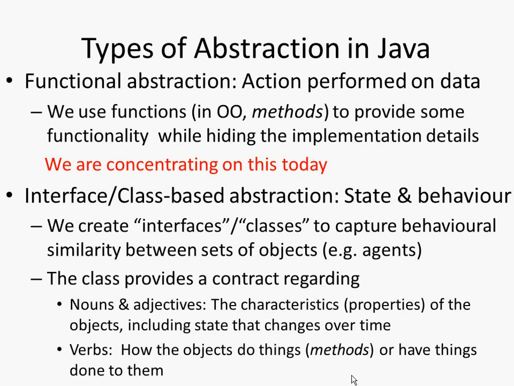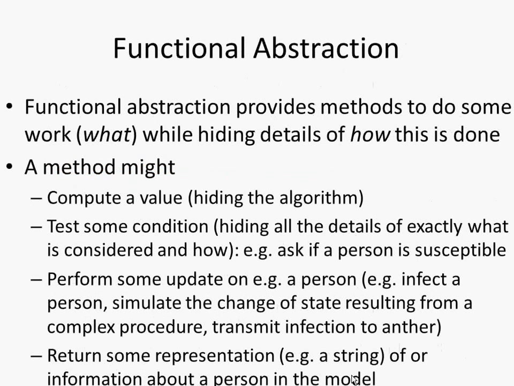The second way is in methods, or functions. And we're going to concentrate on that today. So basically, this will hide details about how a method accomplishes its task, and it will allow us to use its name, parameter values, and some brief description to know what it does. So a method, for example, might compute a value. All we know is it computes a value. It computes the number of neighbors of this agent. We don't know how it does it.